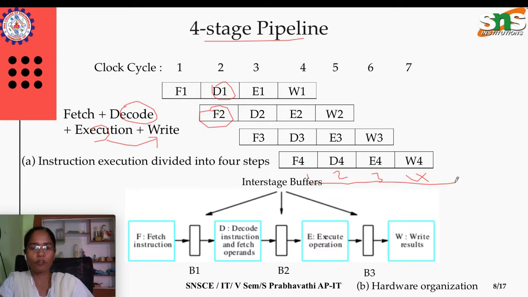For this arrangement of 4-stage pipelining, we need a hardware arrangement something like this to store the intermediate results of each and every stage in the interstage pipeline buffers. So for 4-stage pipelining, we have utilized three buffers, buffer 1, 2 and 3, to store the respective output from the previous unit, like the fetch unit, decode unit and execution unit.